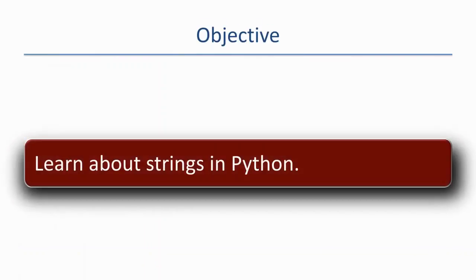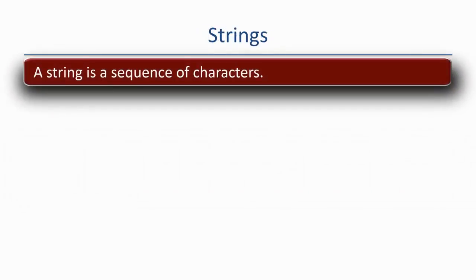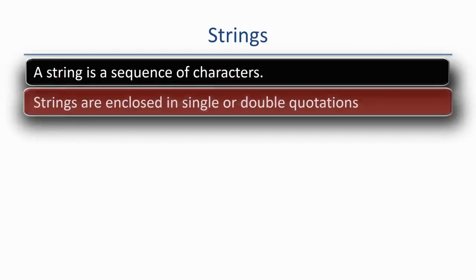The objective of this lesson is to learn about strings in Python. So what is a string? A string is a sequence of characters. To create a string, you enclose the string in single or double quotations.